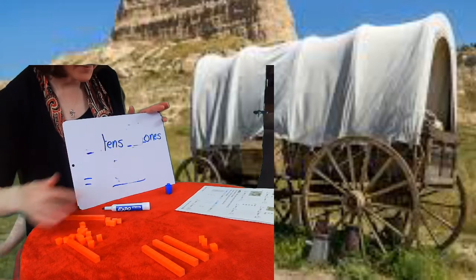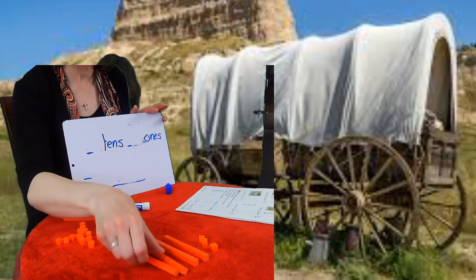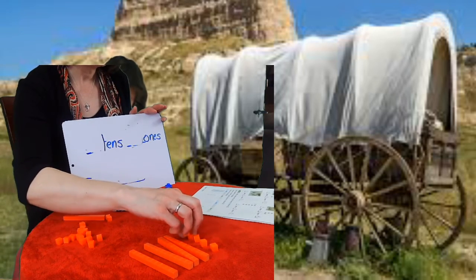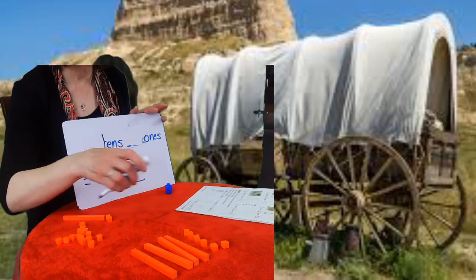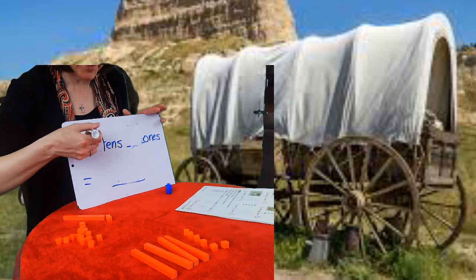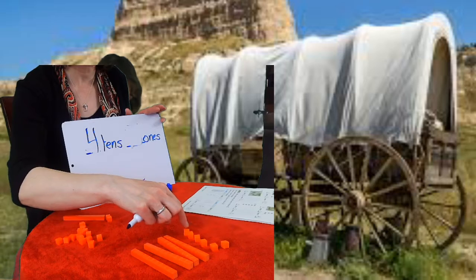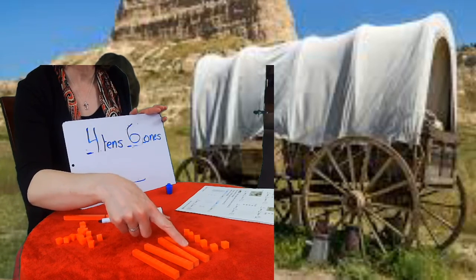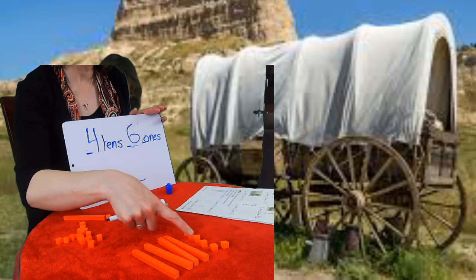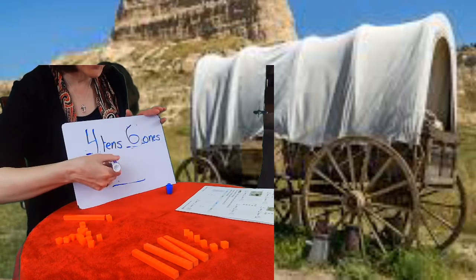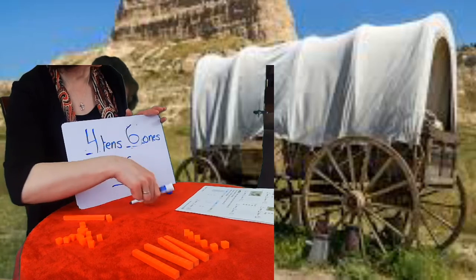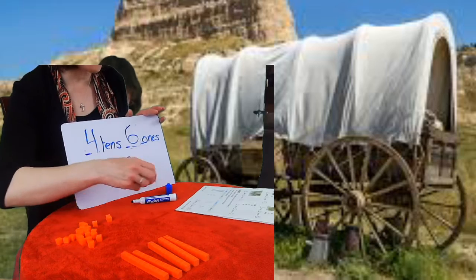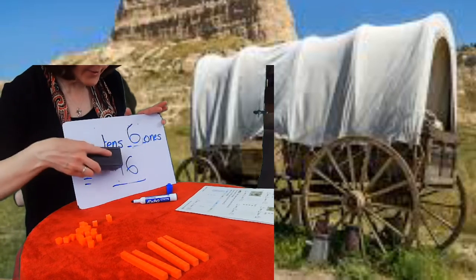Our next one has 4 sticks of 10, and we see a row of 5 ones and 1 more. So we have 4 sticks, 4 tens, and 1, 2, 3, 4, 5, 6 ones. Put it together, 10, 20, 30, 40, 41, 42, 43, 44, 45, 46 is the number we made. Our next one doesn't have any individual ones. It just has 5 sticks there. So let's fill that one in.